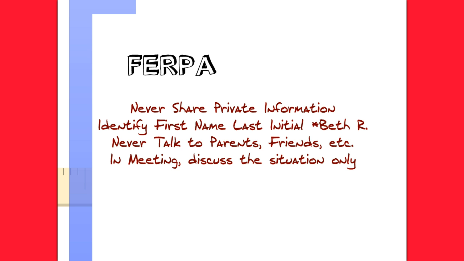You can never talk to parents, friends, or anybody about a student's work. You can't talk to colleagues about a particular student. The only exception is if you're talking about a situation that concerns student safety or well-being, and you're speaking to a supervisor, or in an environment where you're working to help the student, you can talk about the student. And if you're in a meeting with a general population, you can discuss the situation, but you can't give any identifying factors.